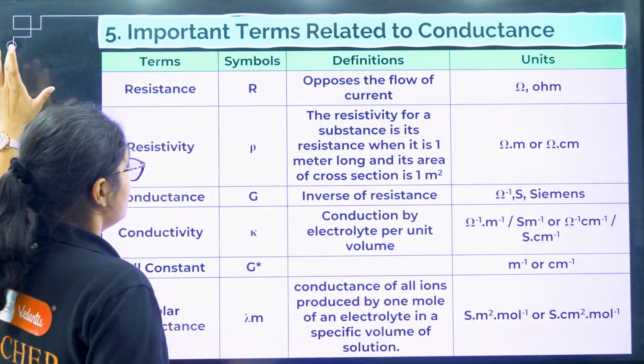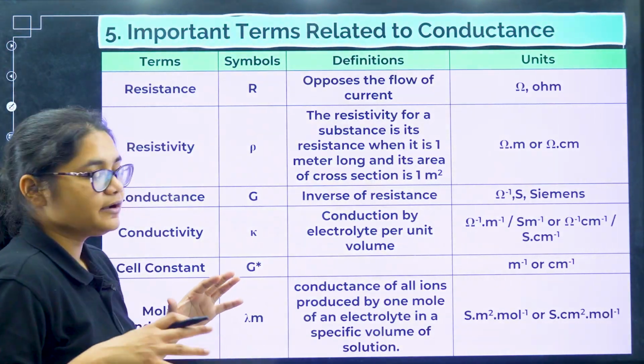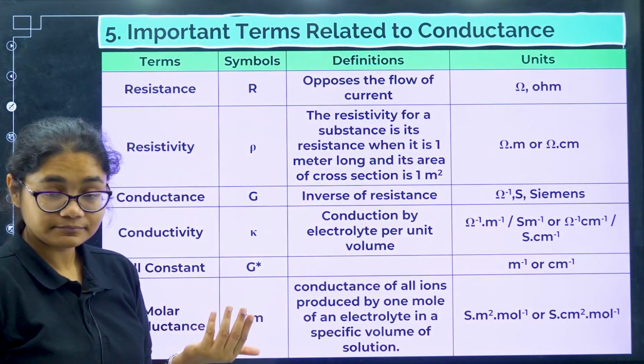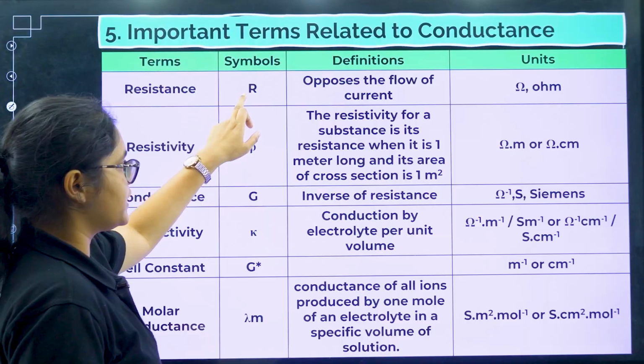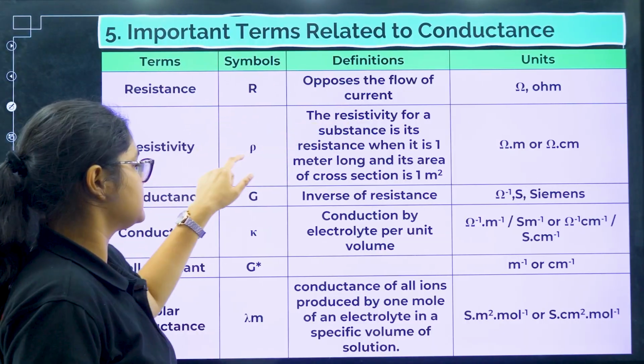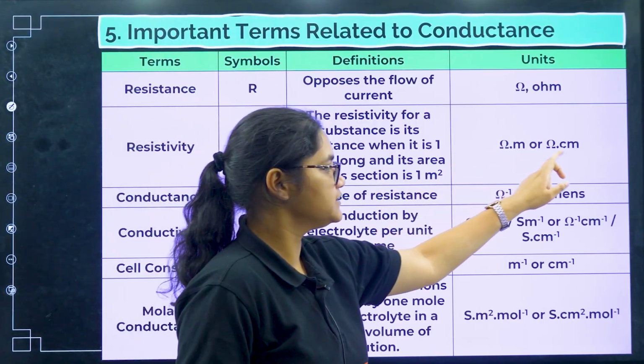Next, here are the different terms and their symbols and units. Resistance is denoted by R, unit is ohm. Resistivity rho, denoted by ohm centimeter.